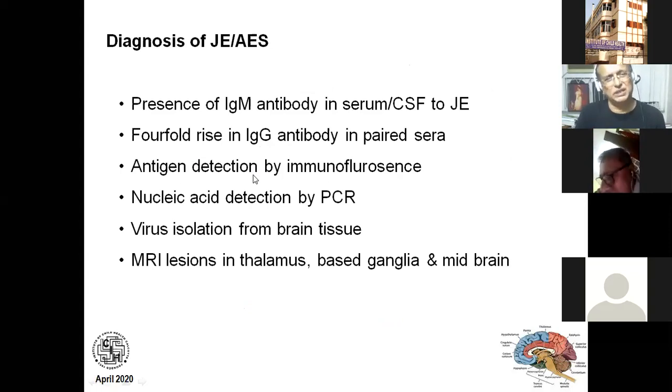Antigen detections are there, but we don't do them, and virus isolation is out of the question. Another very important thing, I told you every devil has his own den. Japanese encephalitis usually involves the thalamus and adjoining parts of the brainstem. So MRI lesions in the thalamus, basal ganglia, and midbrain usually identify Japanese encephalitis.